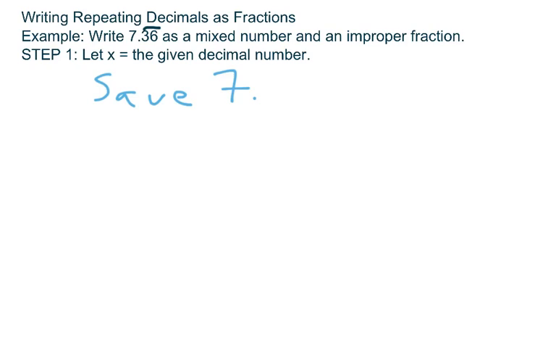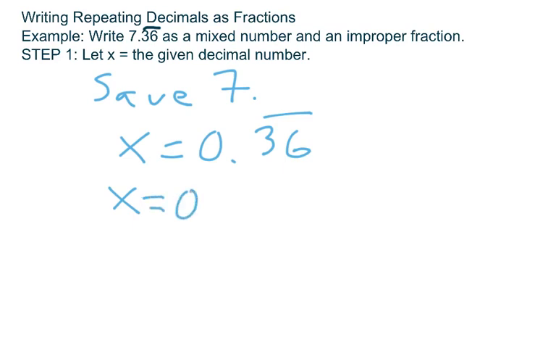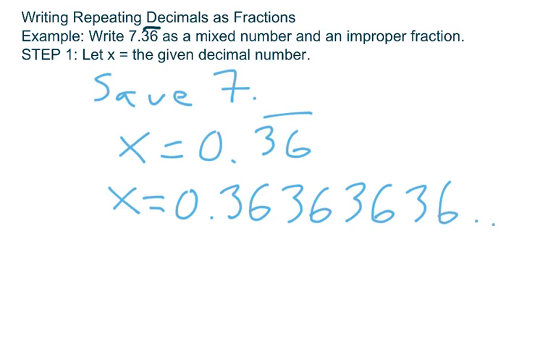The first step we're going to follow is to let x be the given decimal number. So I'm only going to be considering the part after the decimal. And yes, that's 0.36 repeating. But what I'd like to do is write that a little bit differently to emphasize that repeating pattern. The repeating pattern means that the 36 repeats over and over and over. 36, 36, 36, 36, on and on and on forever. Never terminates, never comes to an end. So that's x. That's step 1.